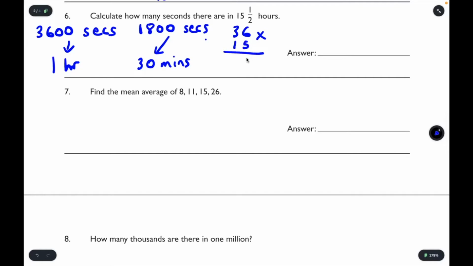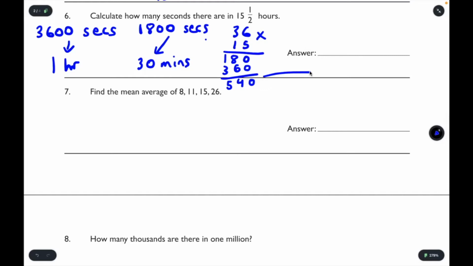6 times 5 is 30, so 0 extra 3. 3 times 5 is 15, add that 3 is 18. Then we've got the 0. 1 6 is 6, 1 3 is 3. Add these together, 0 add 0 is 0, 8 add 6 is 14, so we've got 4 extra 1. 1 add 3 is 4, add 1 is 5.